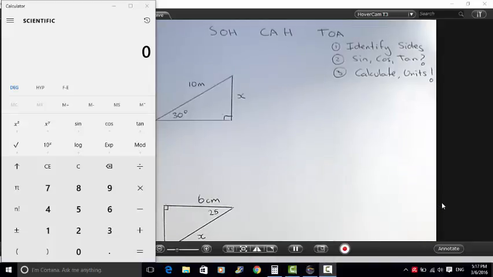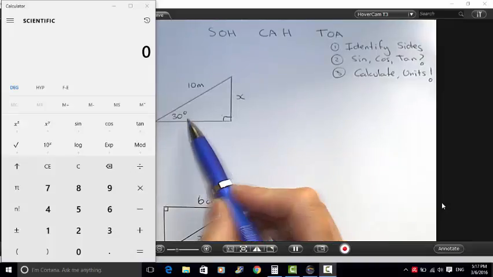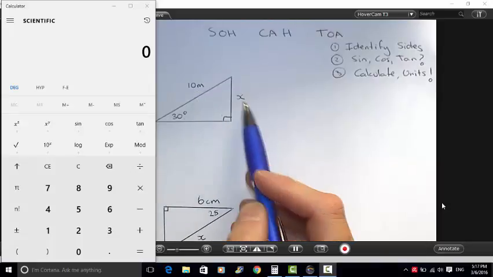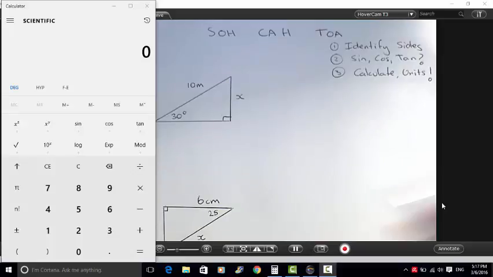Okay, so we've got this problem here. We've got a right angled triangle, we've got a 30-degree angle, the hypotenuse is 10 metres and we need to find x. Okay, so the process is as follows.